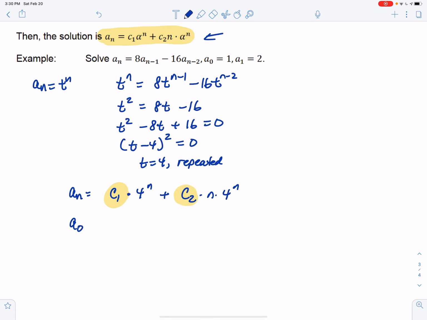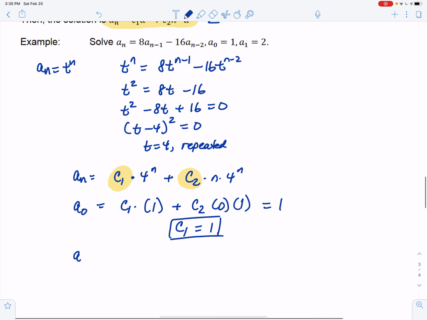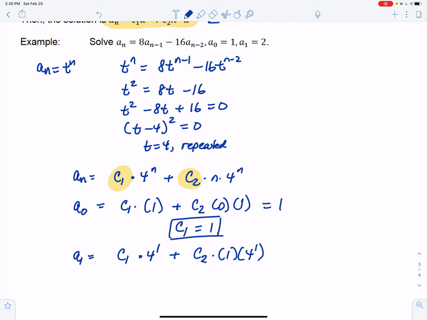So we know that a sub 0 is equal to c1 times, well, anything to the 0 is 1, plus c2 times 0 times anything to the 0 is 1. We really don't care what that is because that whole term is going to just wipe out, and we get 1. So this means after we simplify everything, c1 is equal to 1. Beautiful. Okay, so a sub 1 is equal to c1 times 4 to the first, plus c2 times 1 times 4 to the first. And that's going to be equal to 2.